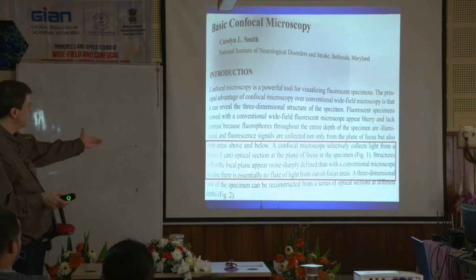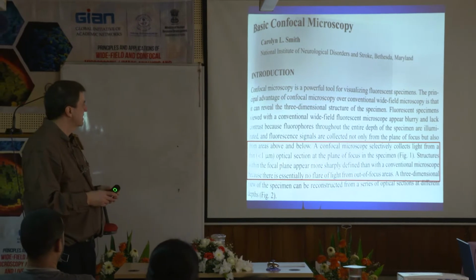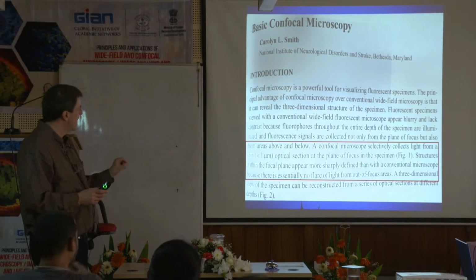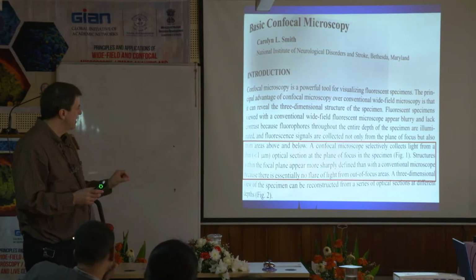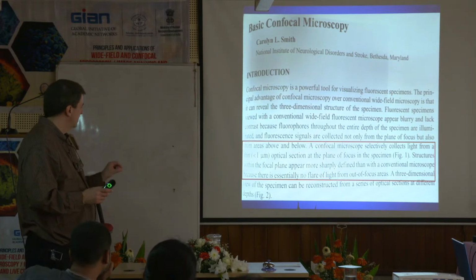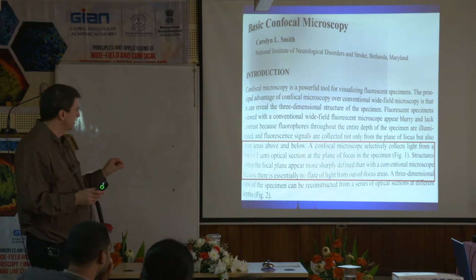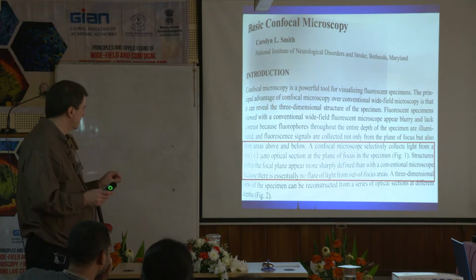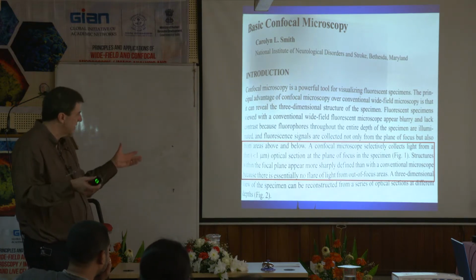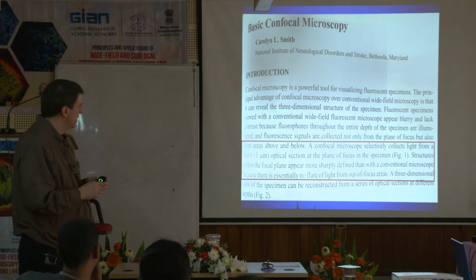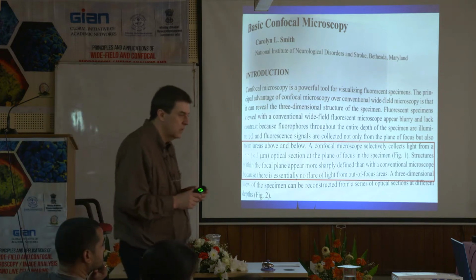Okay. And as it says, a confocal microscope selectively collects light from a thin optical section at a plane of focus in the specimen. Structures within the focal plane appear more sharply defined than with that of a conventional microscope because there's not as much out of focus light. Okay. Can you explain what is in the optical section?